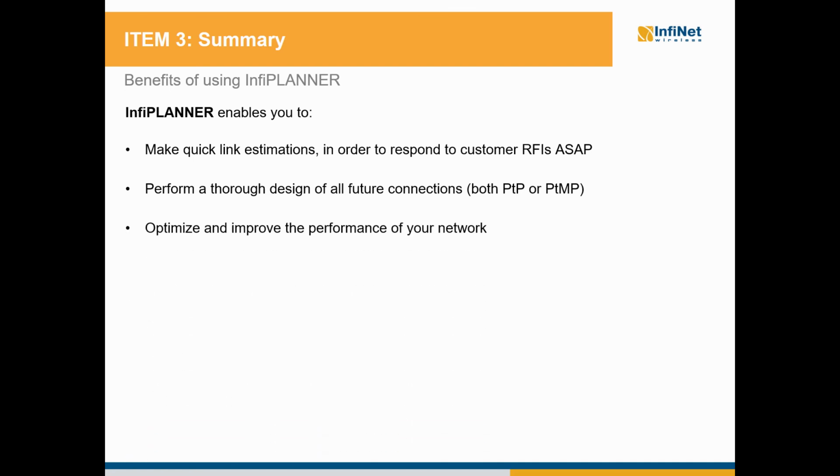You can optimize and improve the performance of your existing networks, and you can also compare the performance of different Infinet Wireless devices side by side. For example, when you are not sure whether to choose InfiLink 2x2 Lite or Pro or the XG, InfiPLANNER helps you see more clearly the advantages or disadvantages of each unit regarding the maximum throughput or the availability that you can achieve in a given situation.